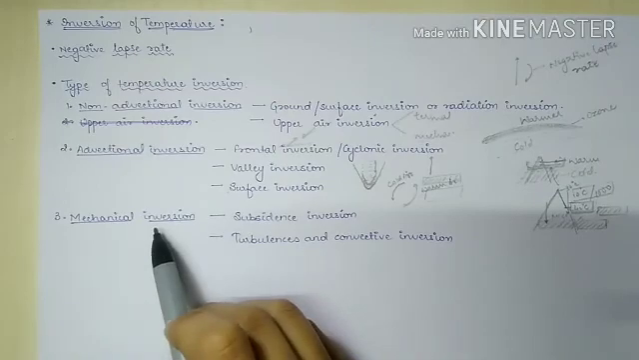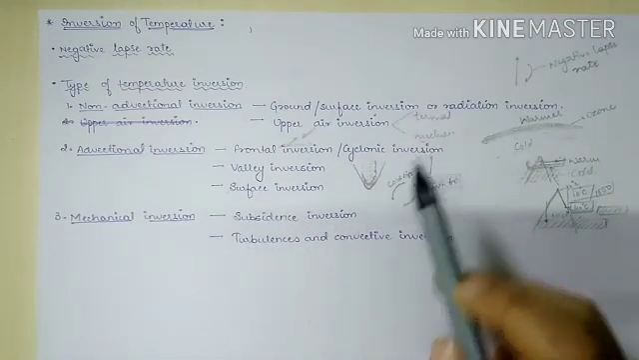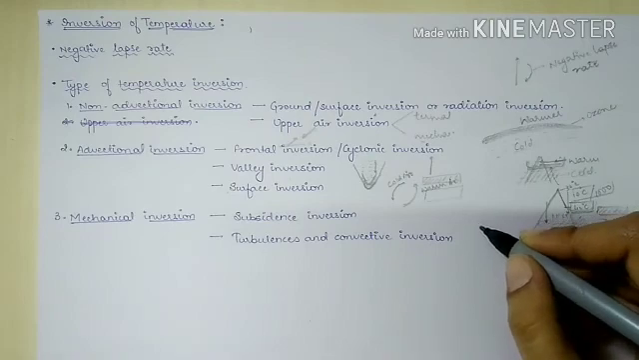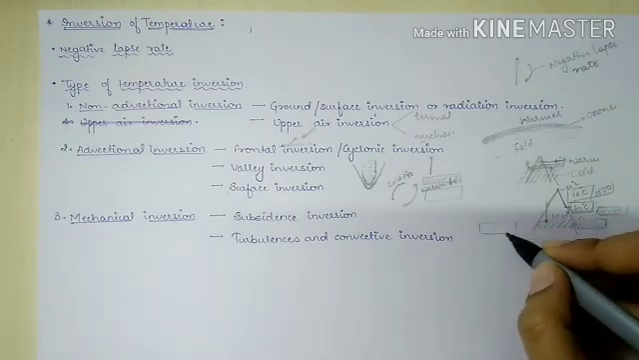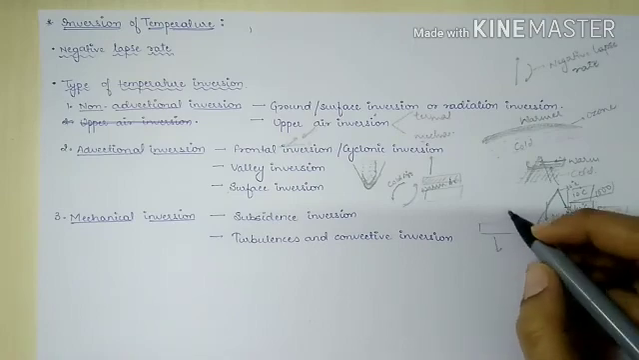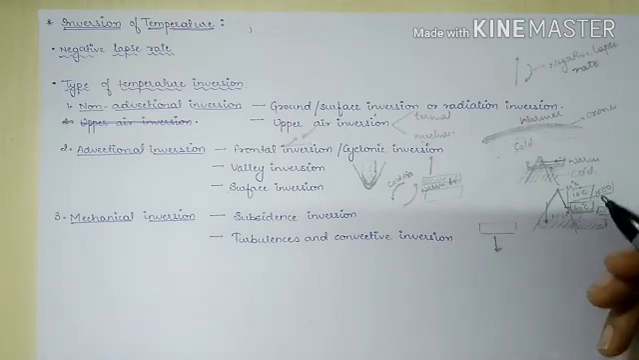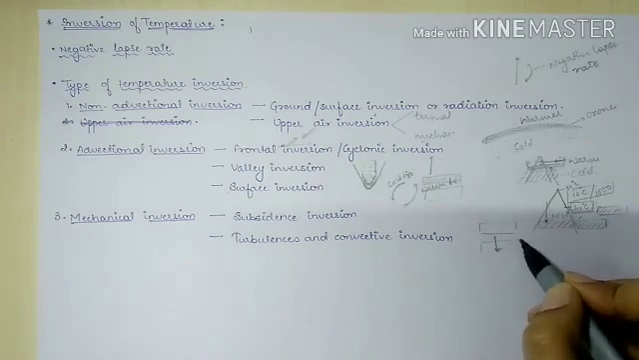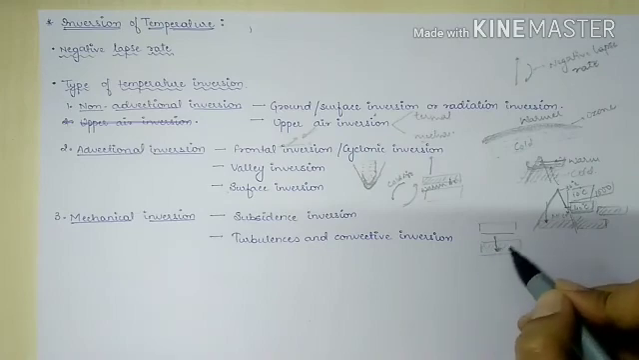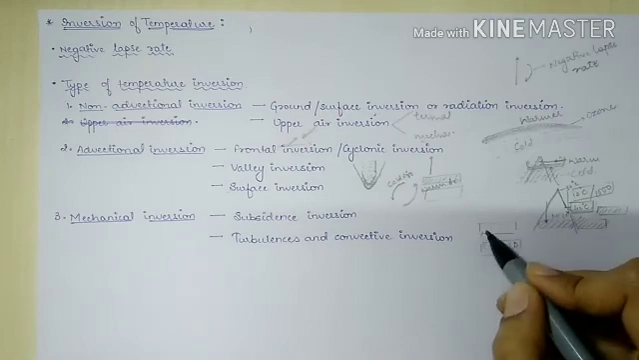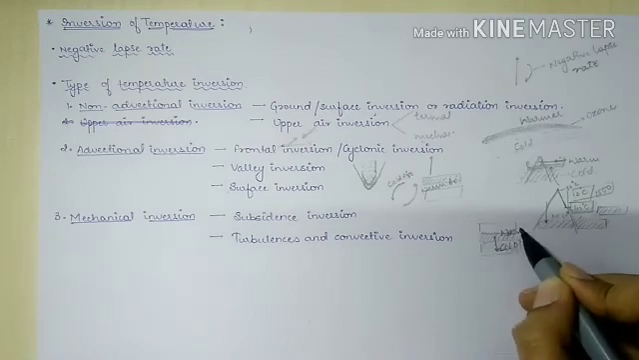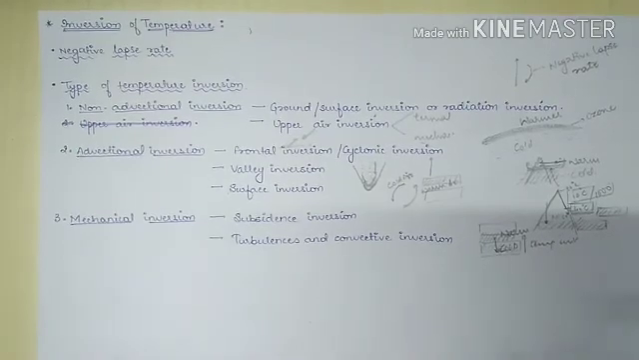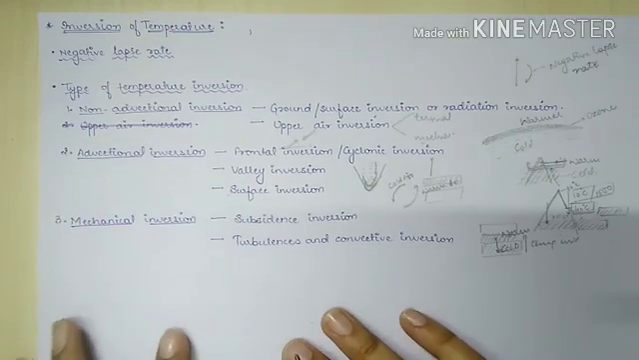Lastly we have mechanical inversion. One type of mechanical inversion we have already done, the subsidence inversion. In subsidence inversion, the air being cold will subside. As it subsides here, this will be cold and the air laying above this one will be warmer, and hence the inversion of temperature will occur.